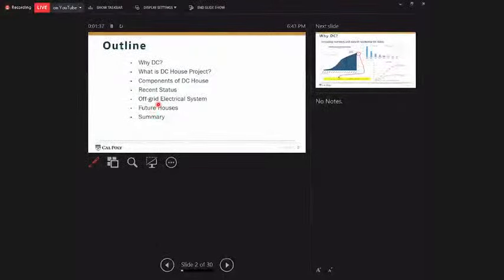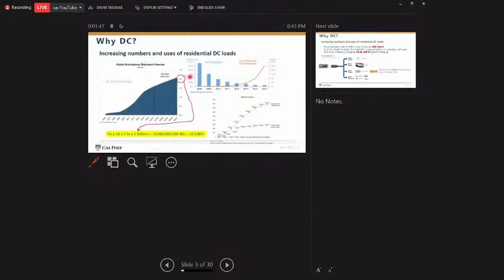Project, and then an example using an off-grid electrical system as well as future houses. And I'm going to close it out with a summary. Right. First, why DC? I'm going to try to explain several reasons why DC.